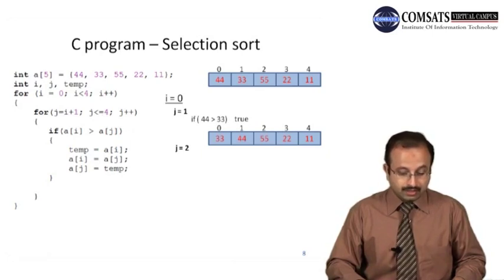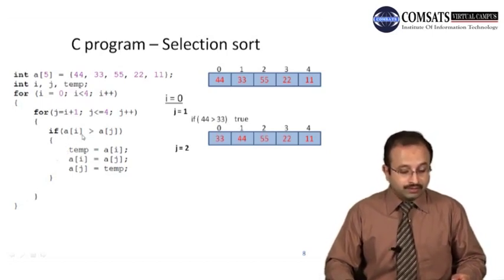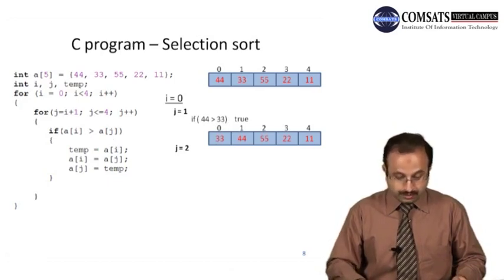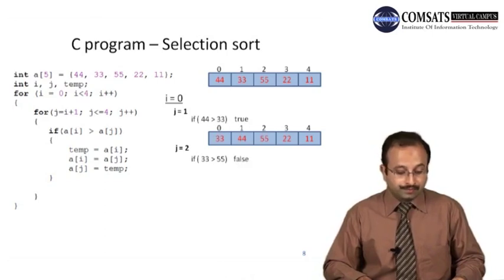Now this if statement becomes if a of 0. The value of I is not changed during the execution of the inner loop. In this inner loop, whose counter is j, the value of I does not change anywhere. So a of 0, that is now 33, is greater than a of 2. A of 2 is 55. So is 33 greater than 55? The condition is false.